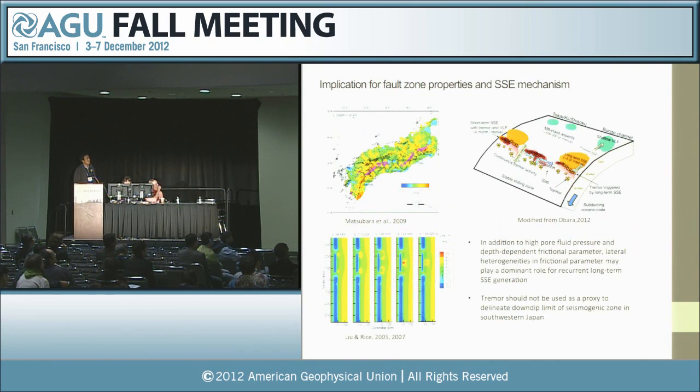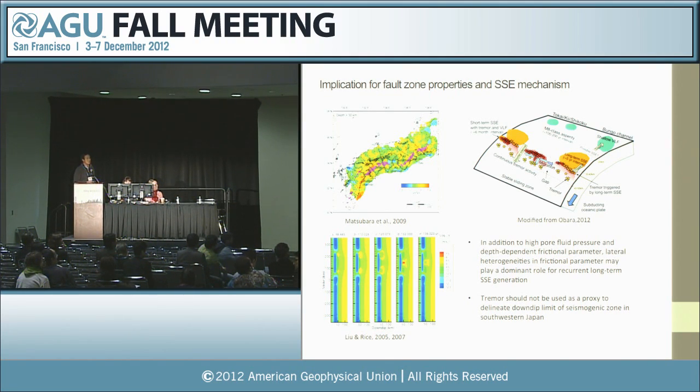So what does that imply for the fault zone properties and slow slip event mechanisms? First, seismic studies have demonstrated that one essential ingredient for slow slip generation is high pore fluid pressure. Also, based on depth-dependent rate and state friction, Liu and Rice showed that slow slip events can generate spontaneously at the down-dip transition zones.